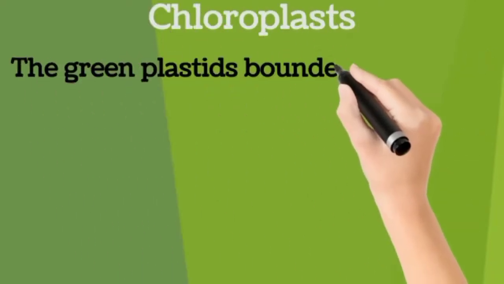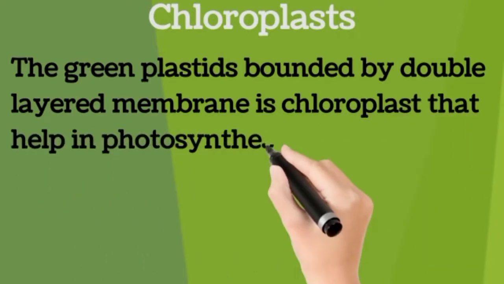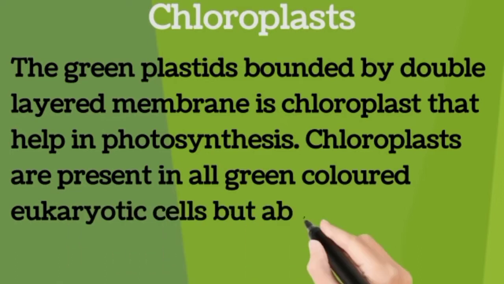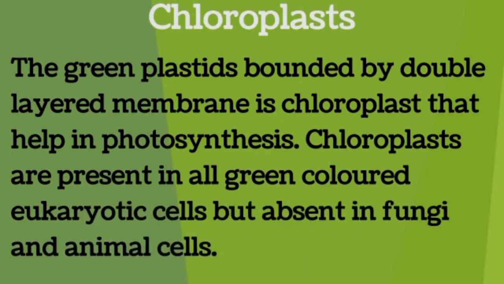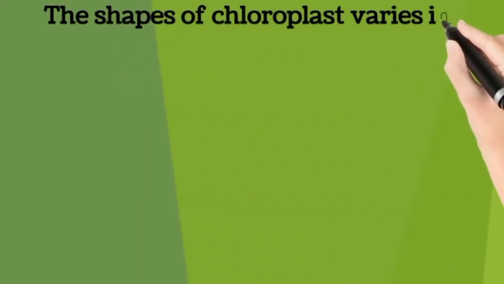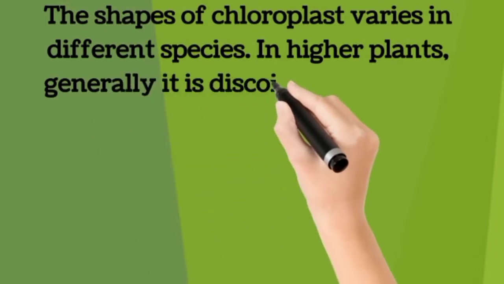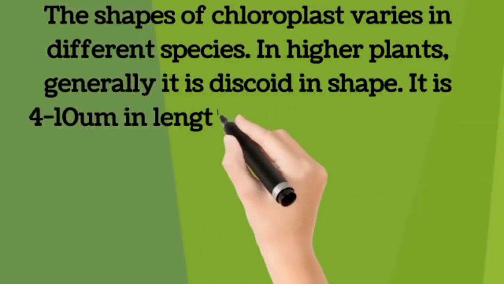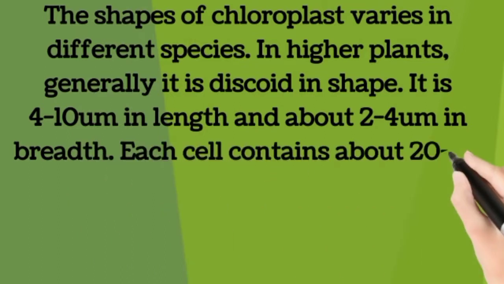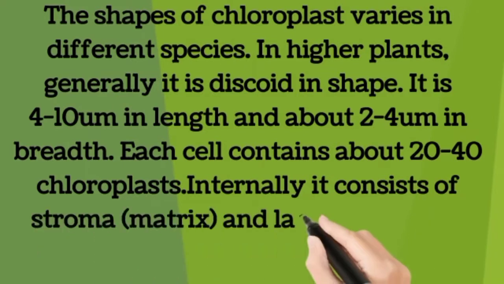First of all, Chloroplast. The green plastid bounded by a double layer membrane is Chloroplast, which helps in photosynthesis. Chloroplasts are present in all green colored eukaryotic cells but absent in fungi and animal cells. The shape of chloroplast varies in different species. In higher plants, generally it is discoid in shape. It is 4 to 10 mm in length and about 2 to 4 mm in breadth. Each cell contains about 20 to 40 chloroplasts.